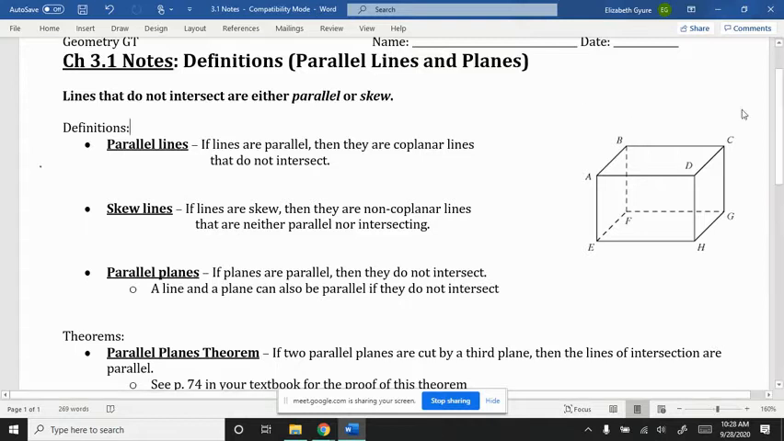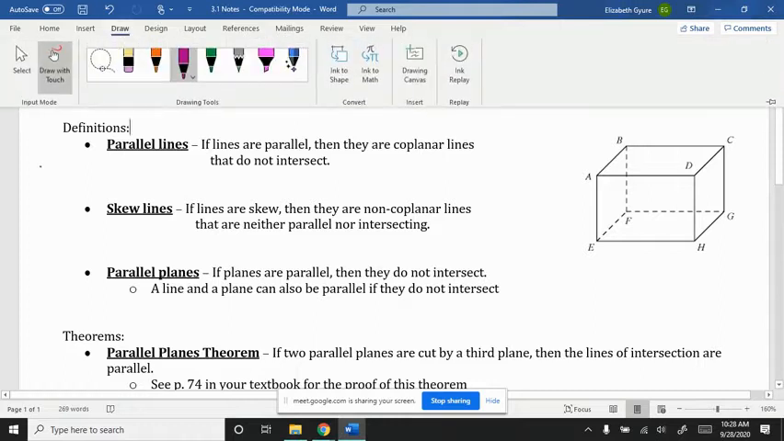So if we look at this diagram here, just a rectangular prism is sometimes a nice picture to look at for this, because there are a lot of parallel lines in this picture. Who could maybe identify one set of parallel lines for me? Anne-Marie? Line CG and line DH.